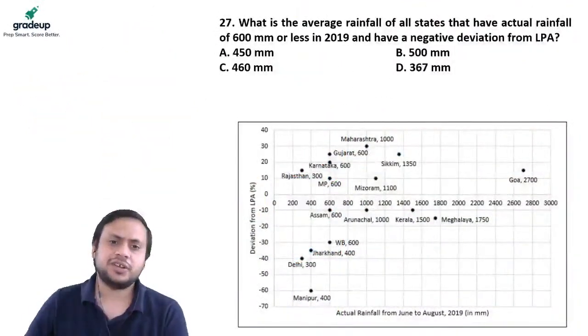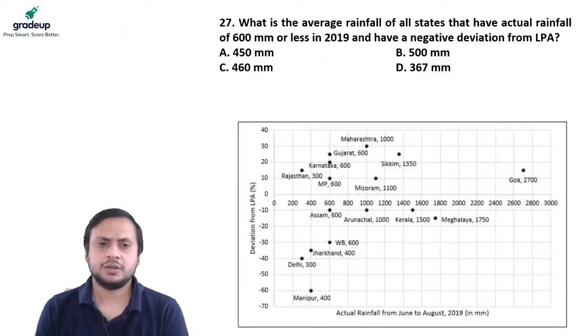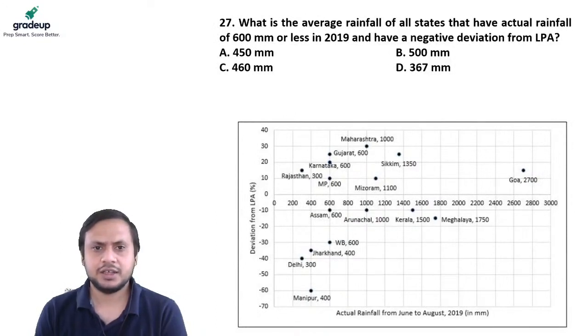Okay, question number 27. What is the average rainfall of all the states that have actual rainfall of 600 mm or less in 2019 and have a negative deviation from LPA?